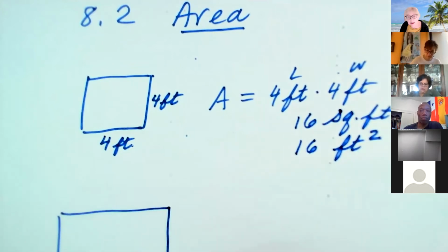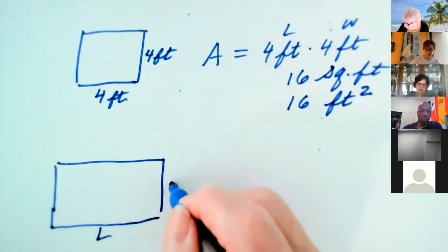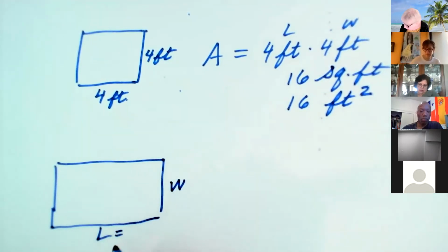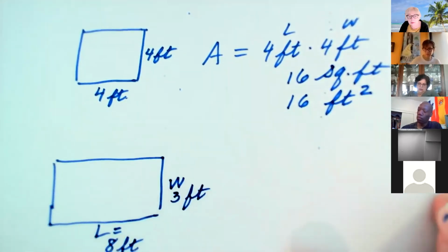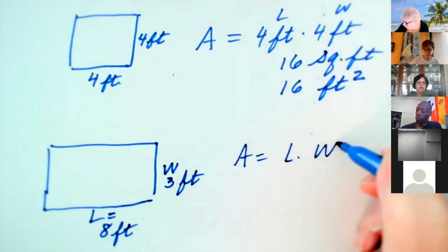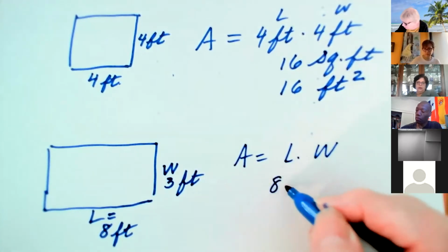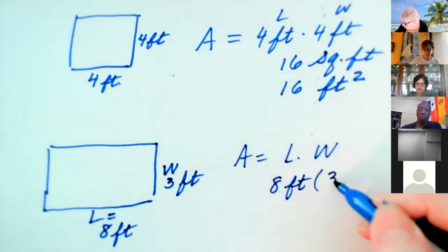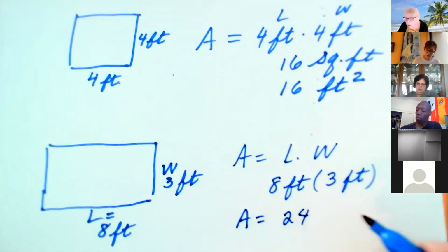Here's your lovely rectangle. It's really the same formula. Here's the length, here's the width. This one's 8 feet. This one's 3 feet. Area is the length times the width. 8 feet multiplied by 3 feet. Area is 24.